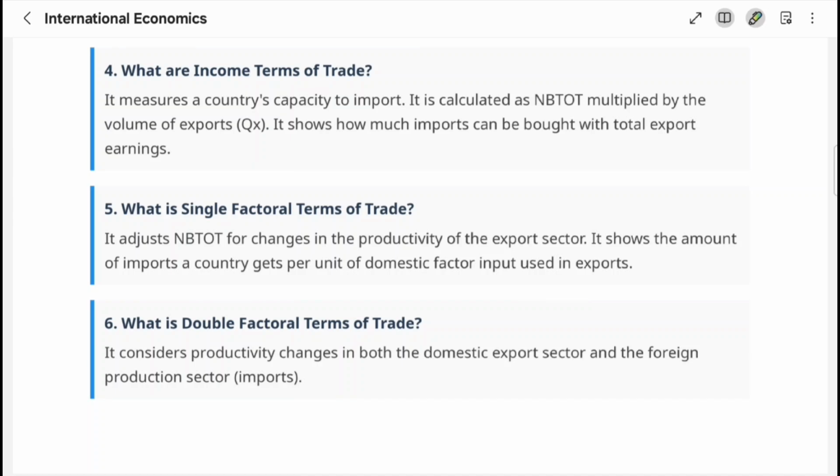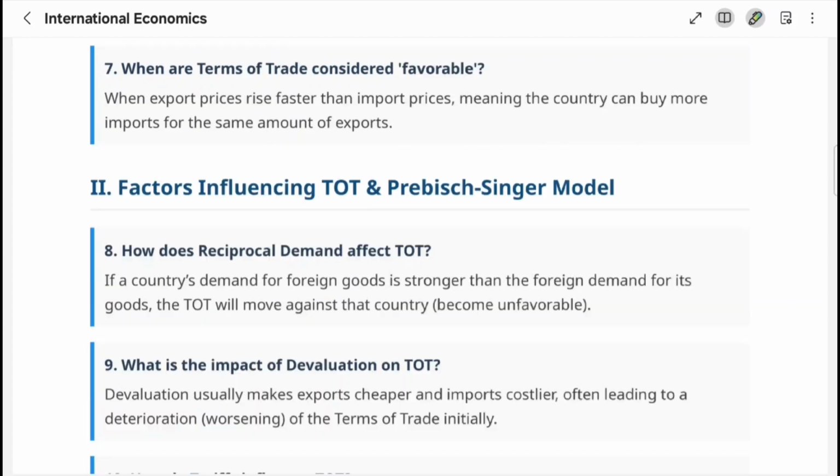Question 5. What is single factoral terms of trade? It adjusts net barter terms of trade for changes in the productivity of the export sector. It shows the amount of imports a country gets per unit of domestic factor input used in exports. Question 6. What is double factoral terms of trade? It considers productivity changes in both the domestic export sector and the production sector, that is, imports.